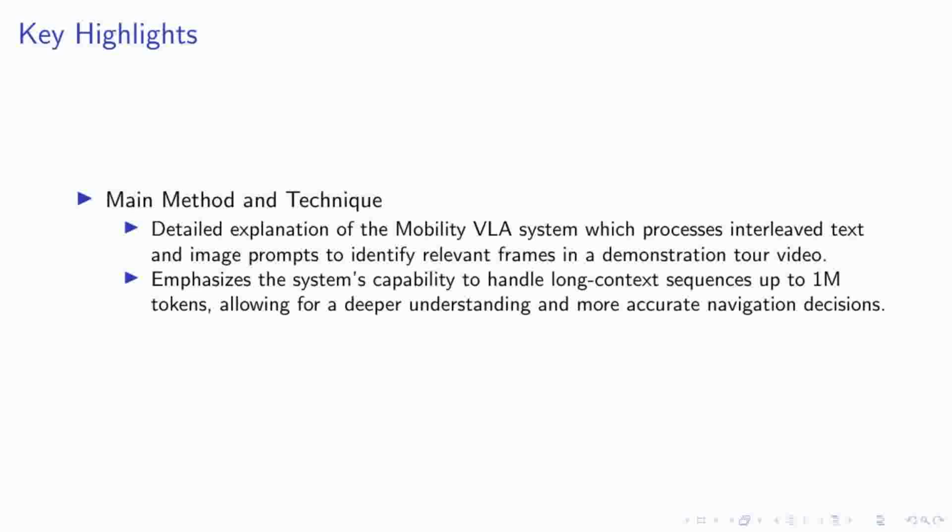Let's delve into the core of our research, focusing on the Mobility VLA system. This innovative system is designed to process interleaved text and image prompts, enabling it to pinpoint relevant frames within a demonstration tour video. What sets the system apart is its ability to handle long context sequences, extending up to 1 million tokens. This capability is crucial, as it allows the system to grasp a deeper understanding of the context, leading to more accurate and effective navigation decisions. By integrating these advanced features, Mobility VLA significantly enhances the robot's ability to interpret and act upon complex multimodal instructions.